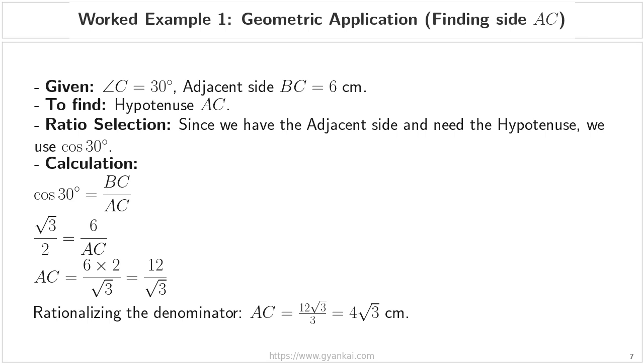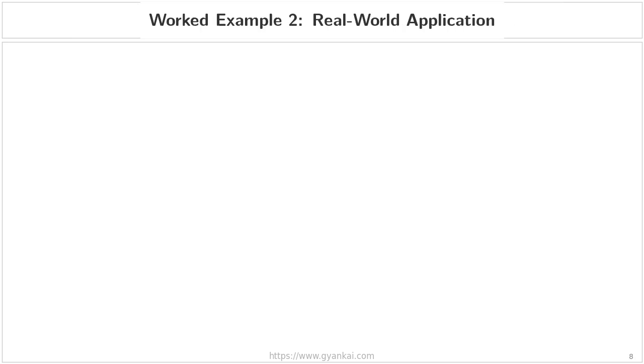Now that we have successfully found the length of side OB in our first example, let's move on to finding the final remaining side, which is the hypotenuse, AC. In the next slide, we will see how we can apply this same systematic strategy to a real-world scenario involving a ladder. Worked example 2, real-world application.